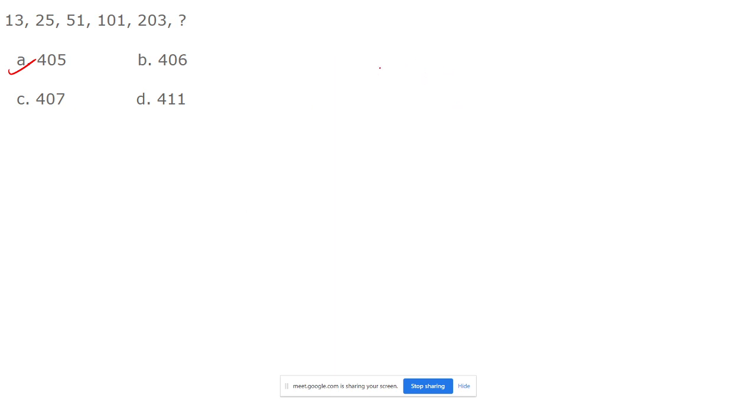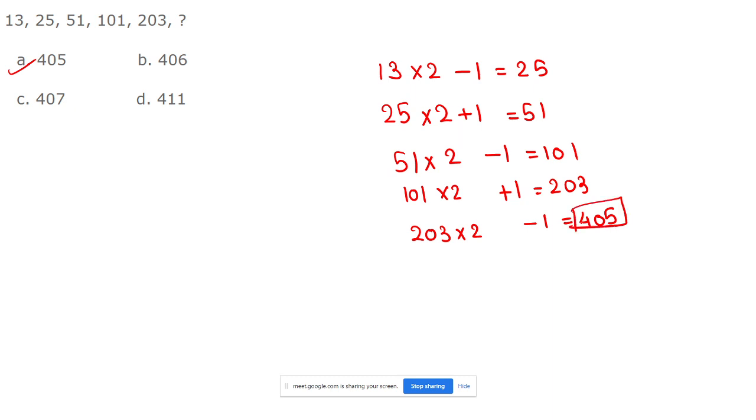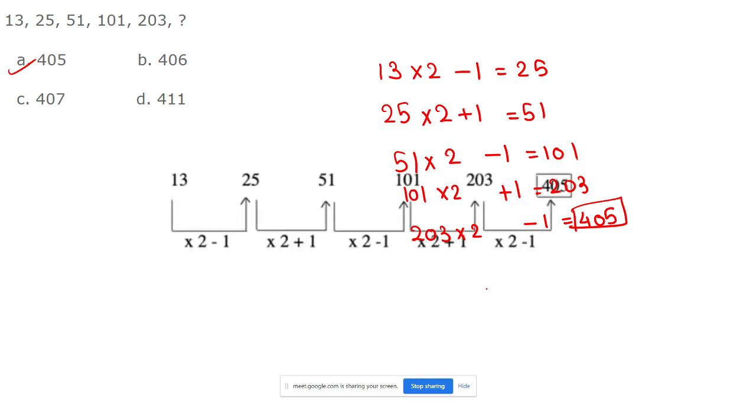Okay, yes, correct. Plus 1 minus 1 pattern. With this we have seen 13 twos are 26 minus 1 is 25. Now, next number is 25 twos are 50 plus 1 is nothing but 51. Similarly, if we keep on going, 51 twos are 102 minus 1 is nothing but 101. 101 twos plus 1 is nothing but 203. So the next number should be 203 twos minus 1, and that is nothing but 405. Right? Correct. Multiply by 2, once we have to add 1, once we have to subtract 1. Right? So that is nothing but the pattern.